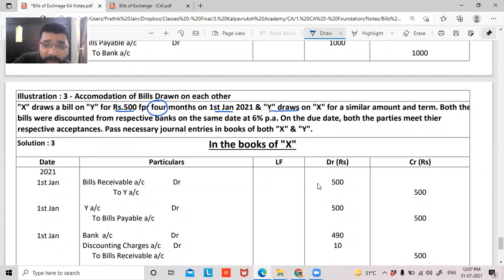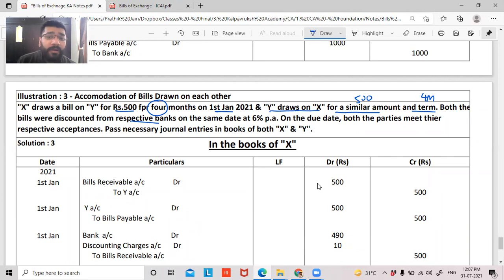And Y draws on X. Now Y is drawing on X for a similar amount and the similar term. So the term here also will be 4 months and the amount will be 500. So X is drawing a bill on Y for 500 rupees for 4 months, and similarly, Y is also drawing a bill for 500 rupees for 4 months. Both bills were discounted from the respective banks. So X discounted with his bank and Y discounted with his bank.